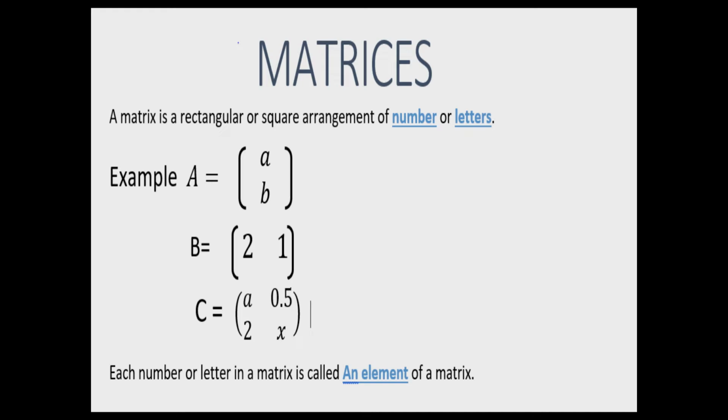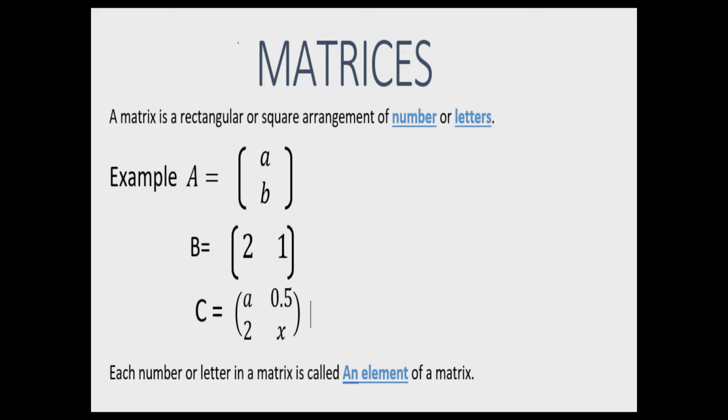So you can see A is a matrix of letters, A B, and B is a matrix of numbers, and C, as you can see, is a matrix of a combination of numbers and letters. So a matrix can be made up of numbers or letters, but it must be in a rectangular or a square arrangement.